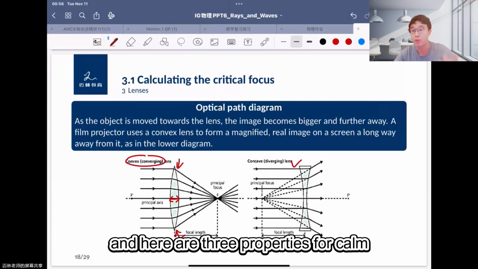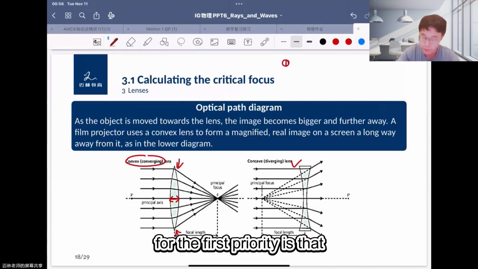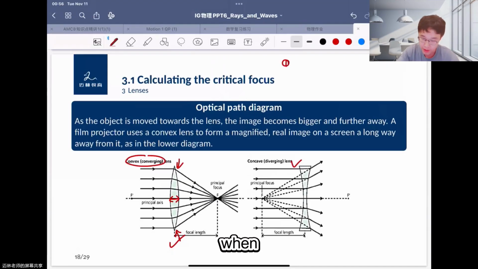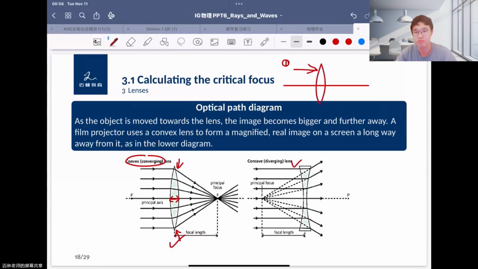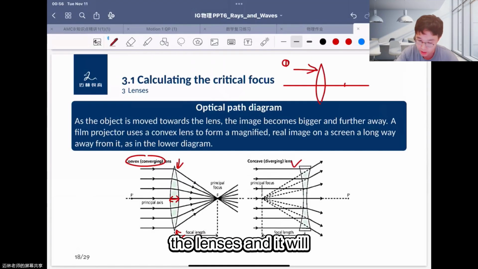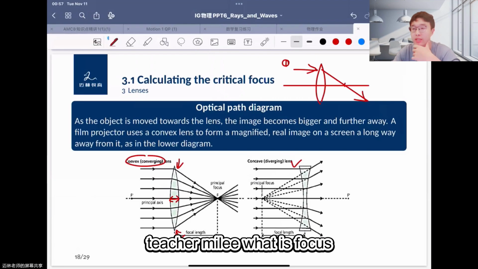And here are three properties for convex lenses that you have to remember, okay? For the first property, when a parallel ray passes through the lens, it will be refracted and then pass through the focus, okay? So maybe here you have a question: teacher Mai Lin, what is a focus?